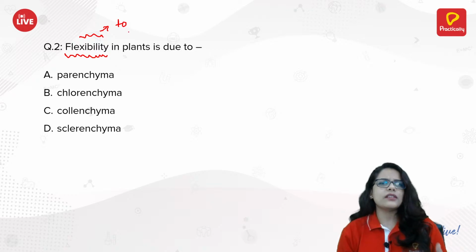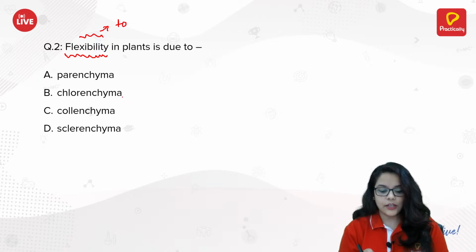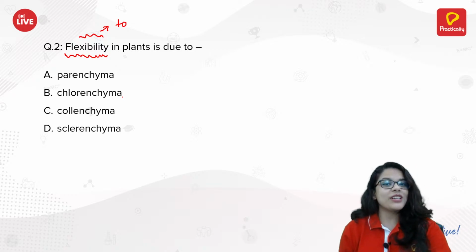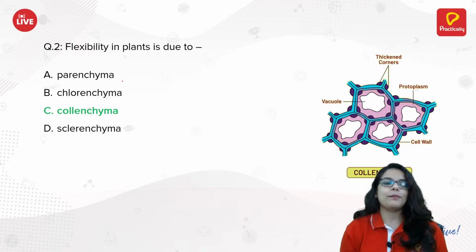So who is giving this flexibility? Which tissue is actually giving them a bit of flexibility? Can anyone tell me in the comments? I know some people are there. Maybe if you answer with me, then it'll be better. Or maybe I'll just answer it myself and you can just learn from it, right? So the flexibility is given by collenchyma.